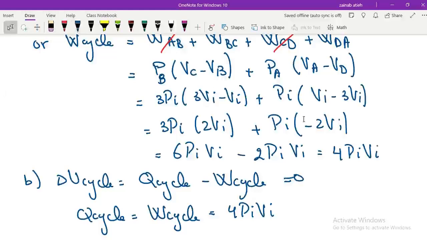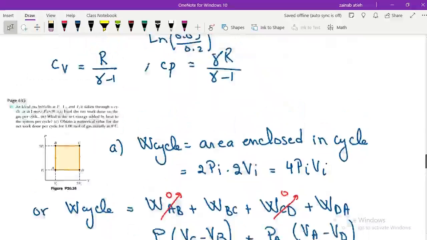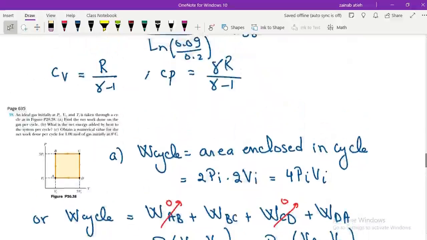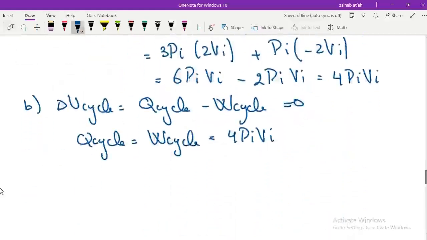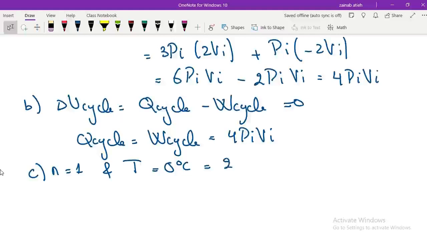Now let's do the third part, part C. Part C says obtain a numerical value for the net work done per cycle for 1 mole of gas initially at 0 degrees. So we've got n equals 1 and temperature equals 0 degrees Celsius. We have to change it to Kelvin, so the temperature is 273 Kelvin. We have to add 273.